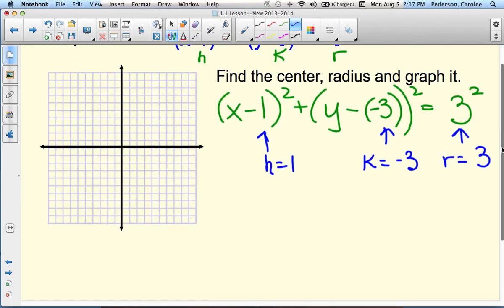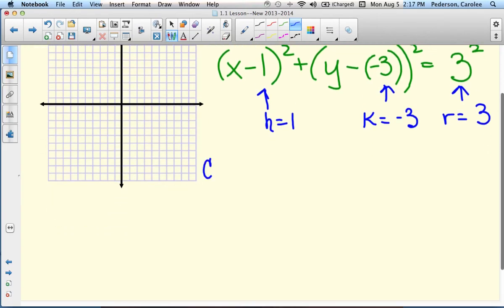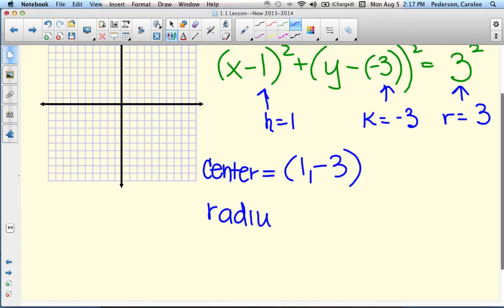So if it asks us for the center, it is h, k, which is 1, -3, and then the radius is 3 units. Now we can go ahead and graph it.